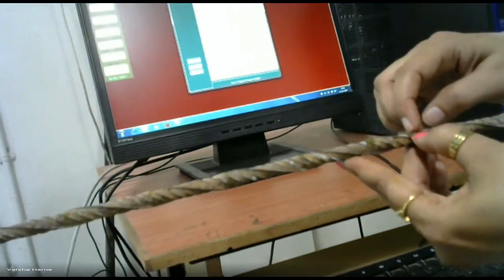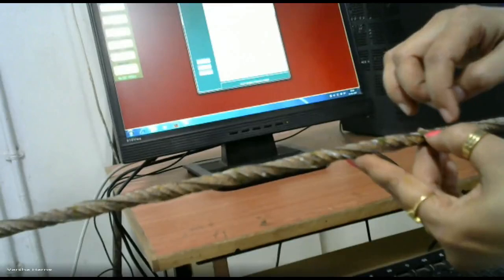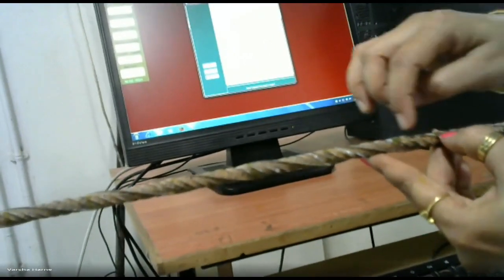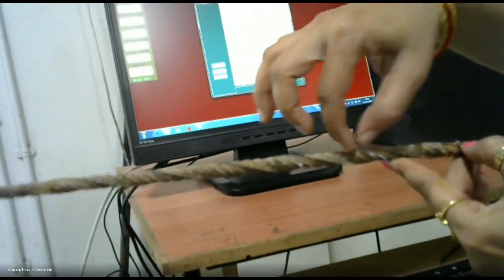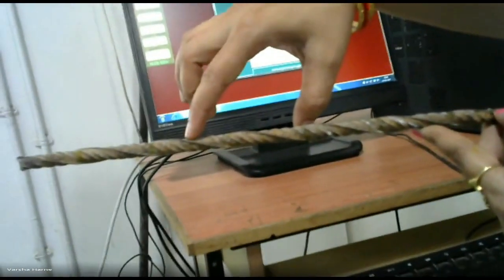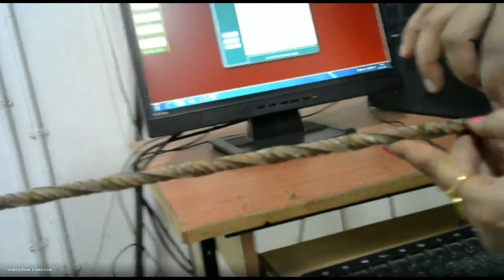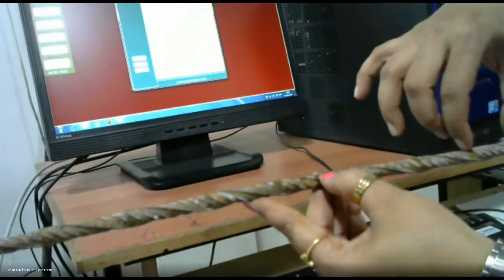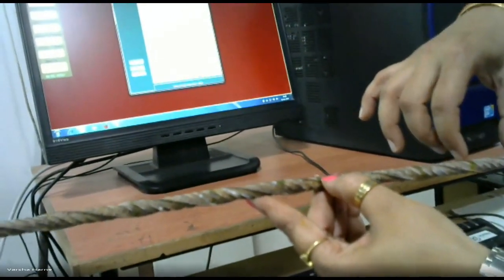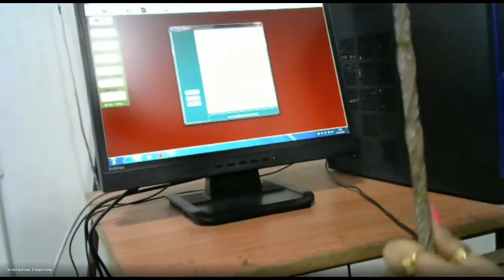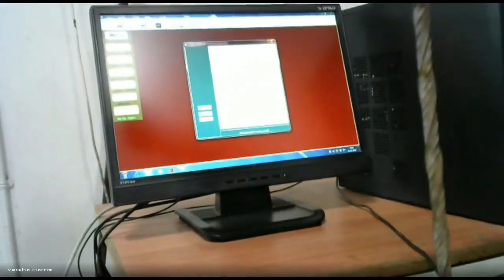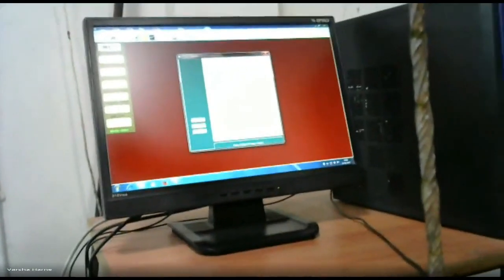If I mark the center, from this center I measure 2 centimeter on this side and 2 centimeter on this side. Similarly, from that point you have to measure 4 centimeter, 4 centimeter and 4 centimeter. Similarly, here also I measure 4 centimeter, 4 centimeter, 4 centimeter. Why is it required? Because I want to calculate the percentage of elongation, the delta L value, after applying the tensile load.